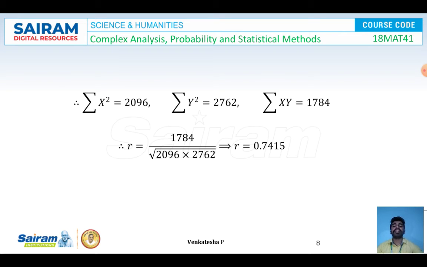After calculating that, we got summation X square is equal to 2096, summation Y square is equal to 2762, and summation XY is 1784. Now I'm going to replace all these values in the r formula. So we got r is equal to 1784 divided by square root of 2096 into 2762. So we got r is equal to 0.7415.